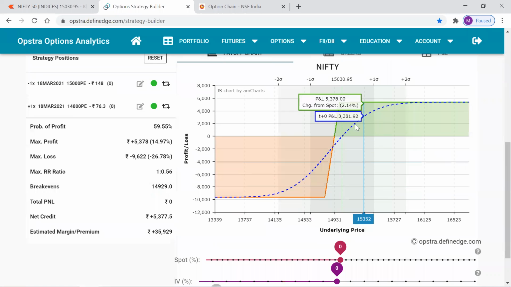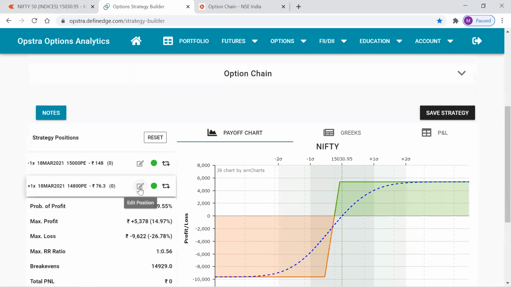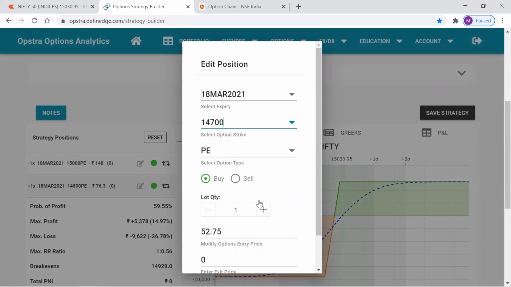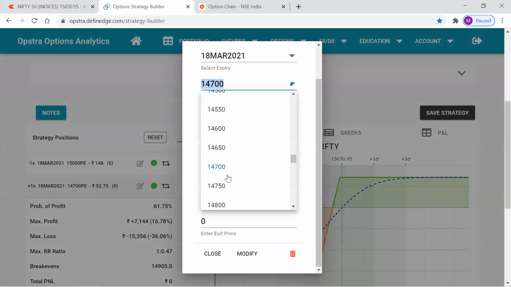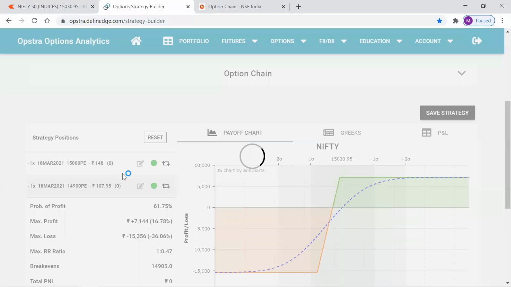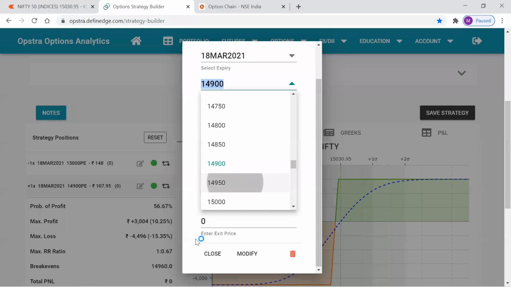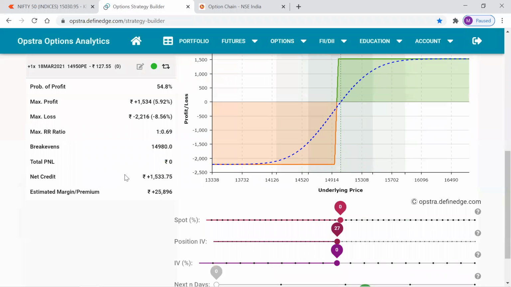Oh my God, the risk reward is very bad. Let me select 14,700 and check. Sorry. 14,900. 14,950. All right.